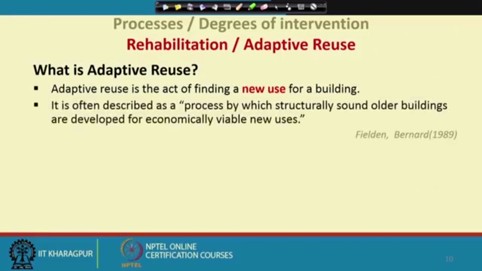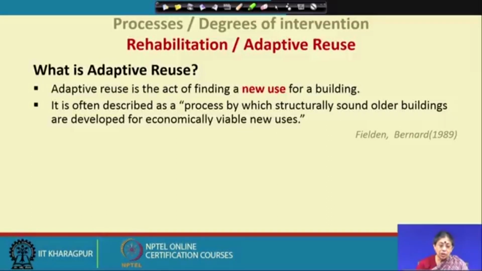It is often described as a process by which structurally sound older buildings are developed for economically viable new uses. Economically viable, but one must remember that profit is important, but it is not the sole criterion in deciding what the new use of these buildings can be. This is what Sir Bernard Feilden talks about adaptive use.